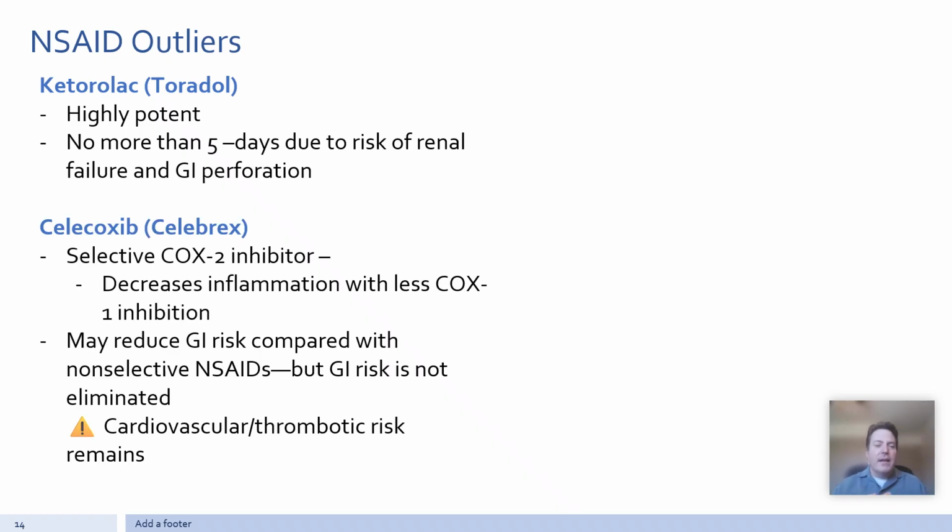Another one that you might see is celecoxib, or Celebrex. It's a selective COX-2 inhibitor. It decreases the inflammation while having less COX-1 inhibition. Remember, COX-1 is the protector. COX-2 is that two-alarm fire. That's the one that causes inflammation. And so it can reduce the risk of GI complications compared to non-selective NSAIDs like ibuprofen. But that risk isn't totally eliminated. There's also cardiovascular and thrombus risk that's related.